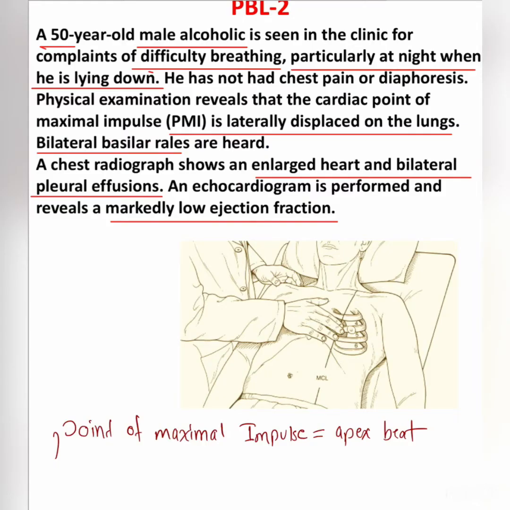In this case, we have a 50-year-old male alcoholic seen in the clinic for complaints of difficulty breathing, particularly at night when he is lying down. He has not had chest pain or diaphoresis. Physical examination reveals that the cardiac point of maximum impulse is laterally displaced. Bilateral basilar rales are heard. A chest radiograph shows an enlarged heart and bilateral pleural effusions. An echocardiogram is performed and reveals a markedly low ejection fraction.